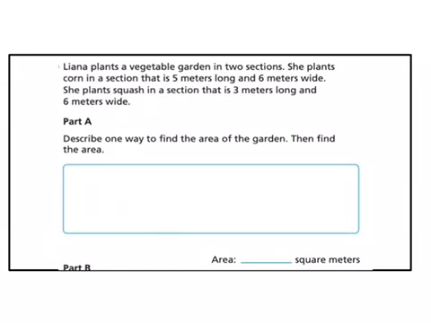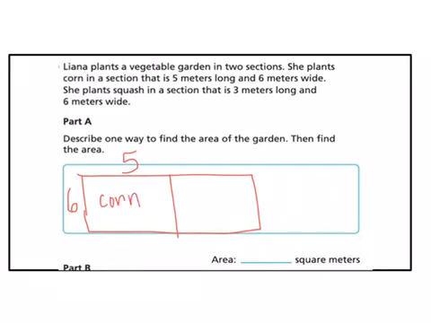Then find the area. So I'm going to make one big garden. I'm going to make sort of a big garden here, and I'm going to say that this side is the 6 and here's the 5. So in this section is the corn because it says it's 5 meters long, 6 meters wide. And then she also plants some squash. And this one is going to be 3 meters long and 6 meters wide.